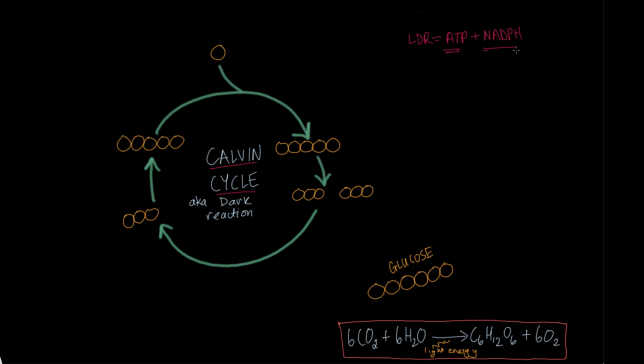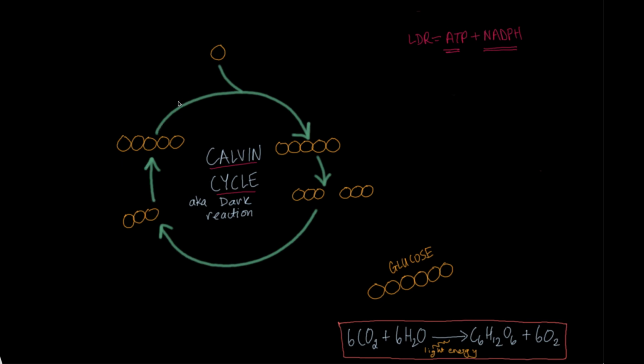ATP and NADPH are high energy molecules. NADPH is going to provide electrons and ATP is going to provide energy. So we're going to use these products of the light-dependent reaction to fix the carbon in carbon dioxide into a precursor of glucose, a molecule that we're going to use to make glucose. Very much like the Krebs cycle of cellular respiration, the Calvin cycle is a cycle.